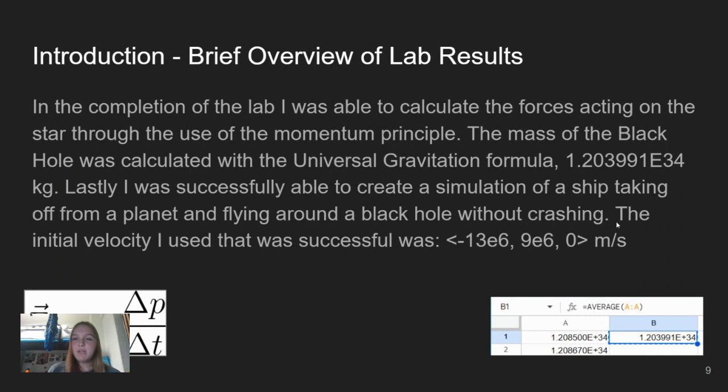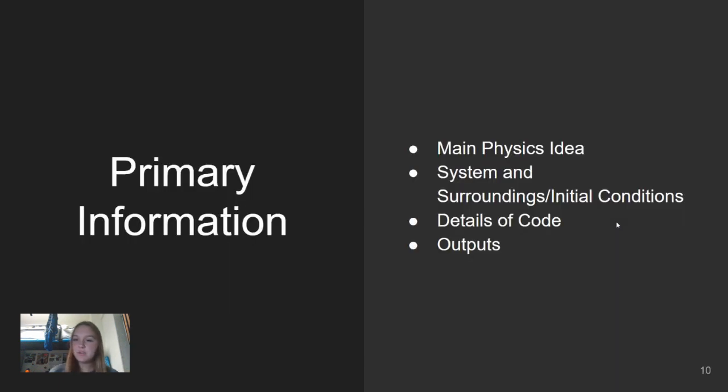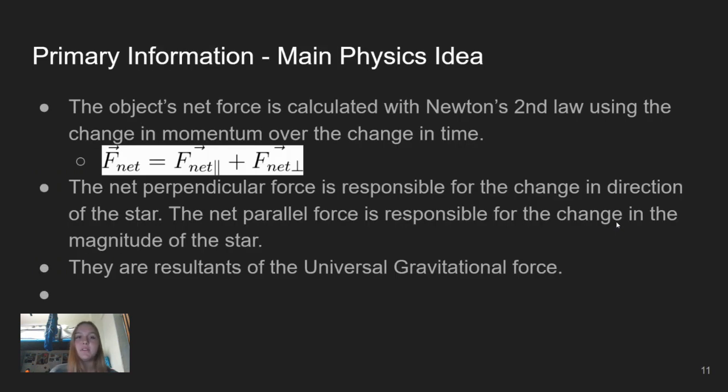Primary information: I'll go over the main physics idea, systems, surroundings, initial conditions, details of code, and the outputs. Primary idea: the object's net force is calculated with Newton's second law using the change in momentum over time. The F net is equal to F net parallel plus F net perpendicular.